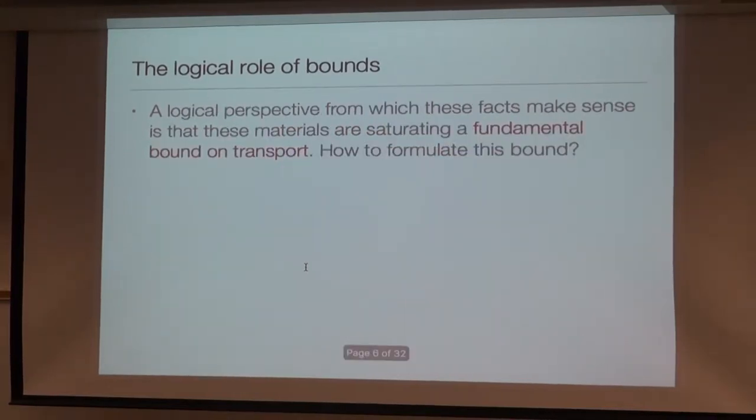Okay, so just purely logically speaking, there are a bunch of things that behave the same way across many temperatures. So one possibility is that they all have the same explanation, but another possibility is there are lots of different explanations and it's just a coincidence. But a logical perspective that lets you think about this is the idea of a bound. So if you're on a freeway and all the cars are going at the same speed, it's not because their engines are identical, it's because there's a speed limit.